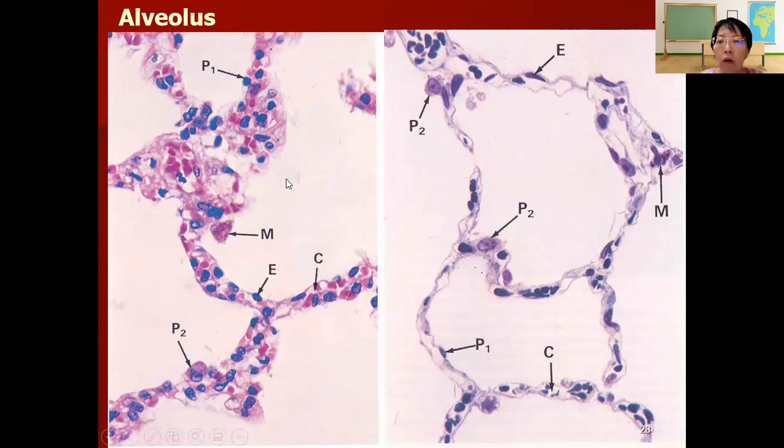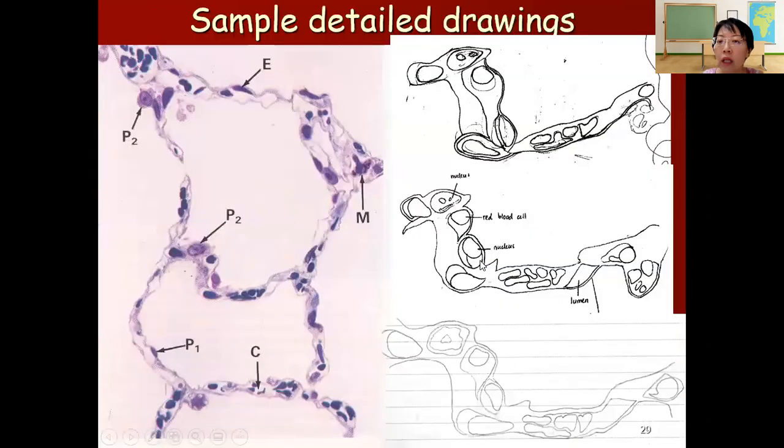So if you're asked to draw the wall of the alveolus to show the distribution of the structures in it, these three are drawings from students. And this will also be your homework. I do not wish to see any student just copy answers from another student. I wish you to practice your skill.